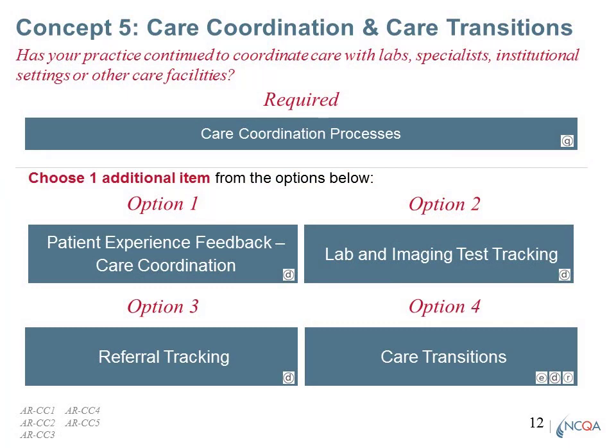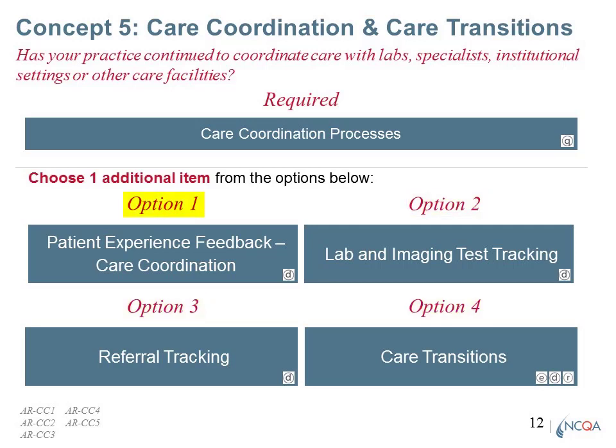Concept 5 is about care coordination and care transition. This is to see whether the practice coordinates care with labs, specialists, or other care facilities. All practices must complete 4 questions about care coordination. The questions ask whether practices have a process in place for care coordination. They ask about tracking labs, tests, and referrals. They ask about flagging and follow-up. Practices must also select one of the 4 options.